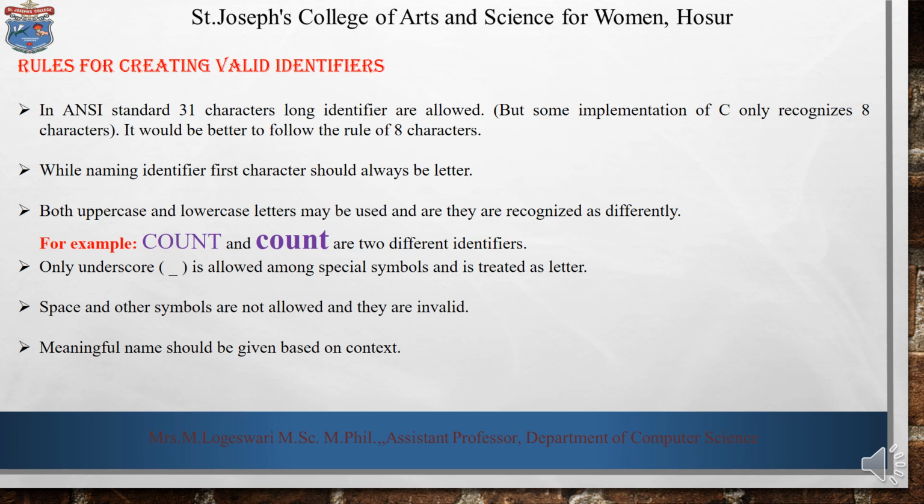31 characters for long identifiers. Some implementations of C only recognize 8 characters. The identifier must follow this rule: the first character should be a letter. Both uppercase and lowercase letters are recognized differently. For example, one Count is uppercase and another count is lowercase. The identifier names look the same, but C takes them as 2 different identifiers. Next, underscores are allowed in a C program. Spaces and other symbols are not allowed in C. So we should give a meaningful name depending on the context.